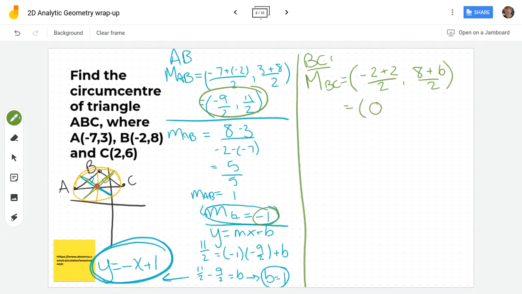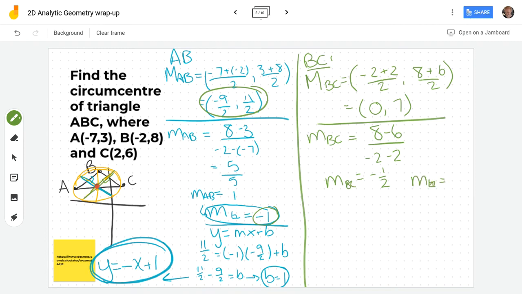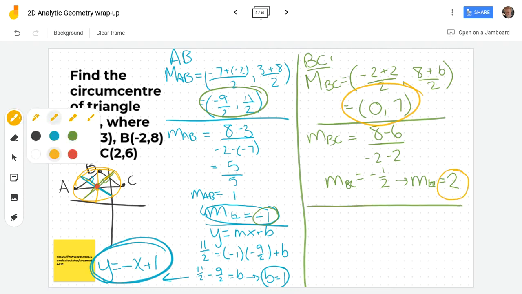So the midpoint is 0, 7. And then the slope of BC is (2 over -4). So if you reduce that to lowest terms, it's -1/2, which means that the perpendicular slope will be positive 2/1 or positive 2.